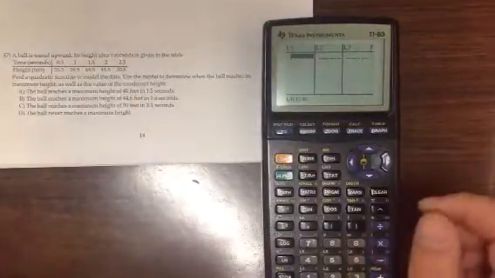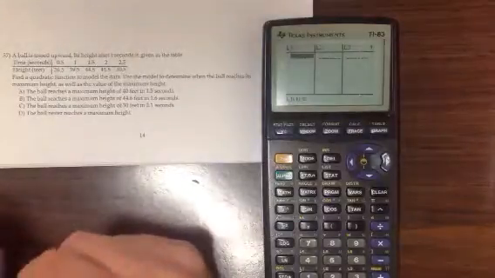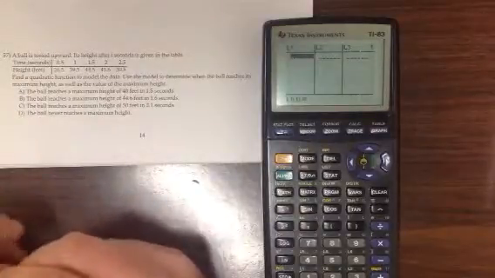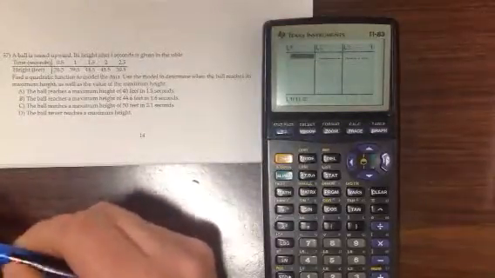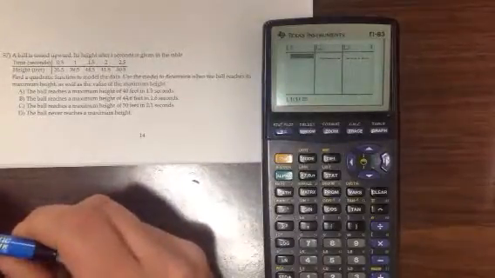Okay, so what we did today here is we looked at problem 57 off of the review. It says a ball is tossed upward. Its height after t seconds is given in the table. Find a quadratic function to model the data. Use the model to determine when the ball reaches its maximum height, as well as the value of the maximum height.